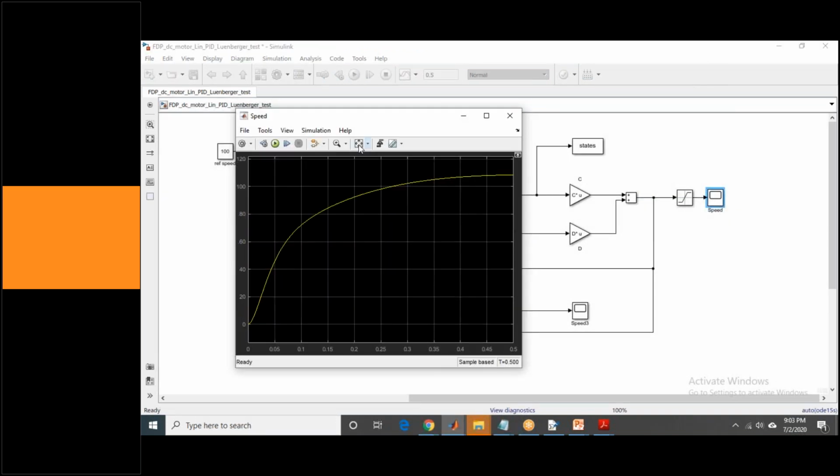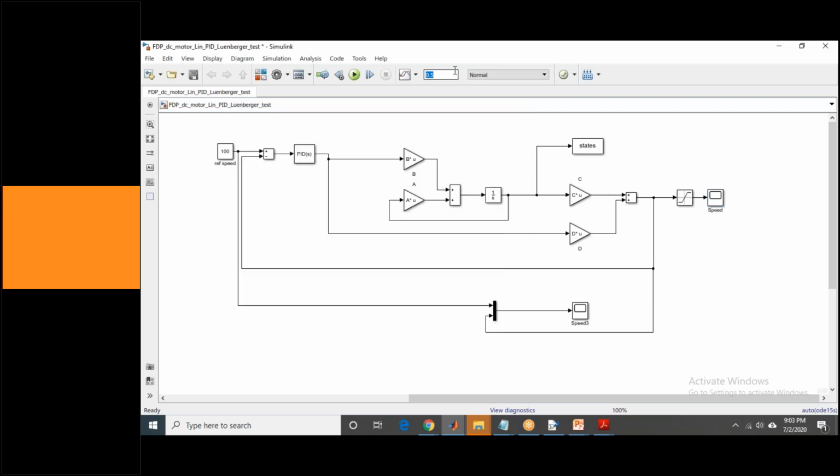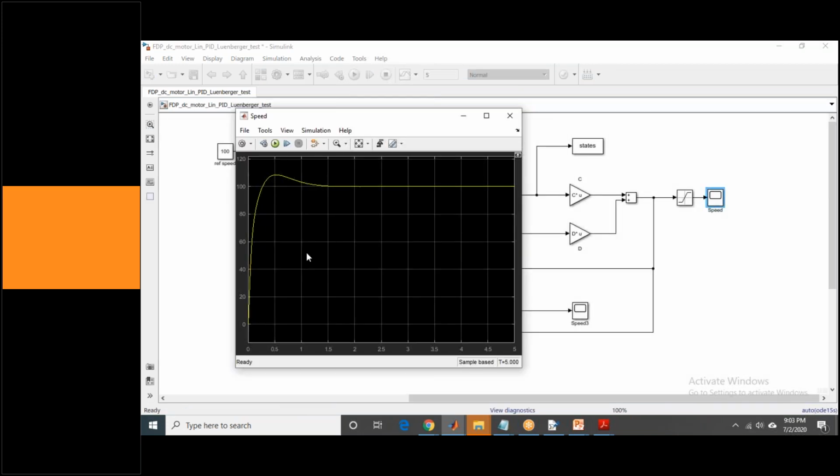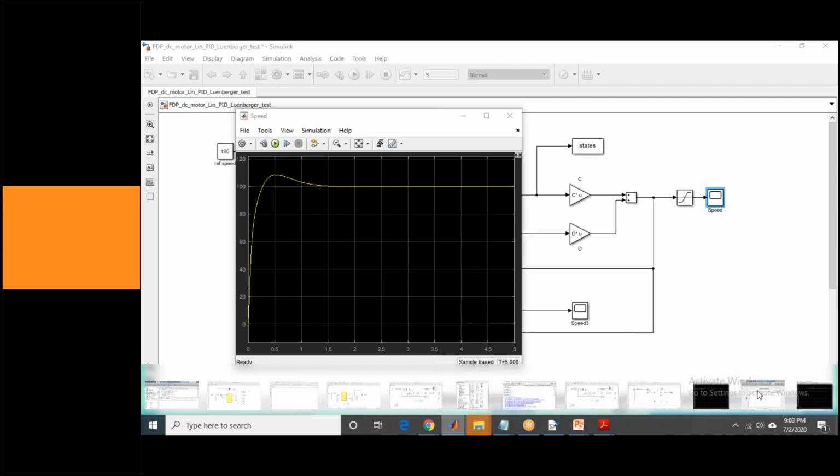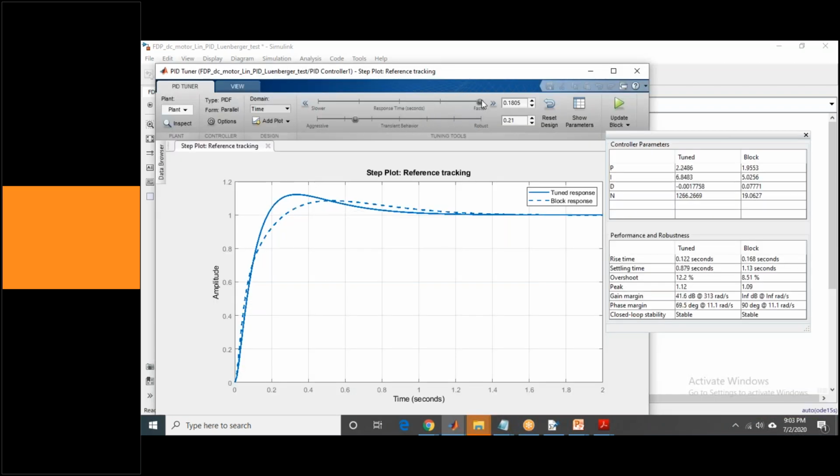And if I run this one, you can see the response like this. I have run only for 0.5 seconds. If I change it to 5 and run again, you will get the response like this. But if you want to reduce this overshoot further, you have to keep on changing this PID tuner, which will give you different responses.